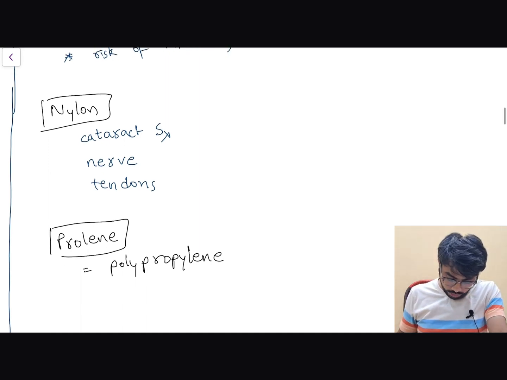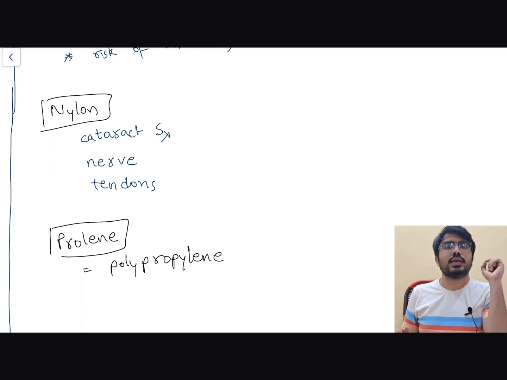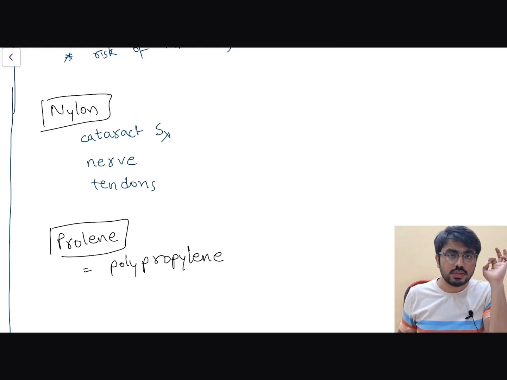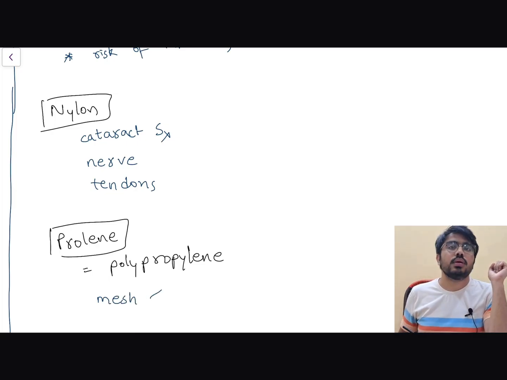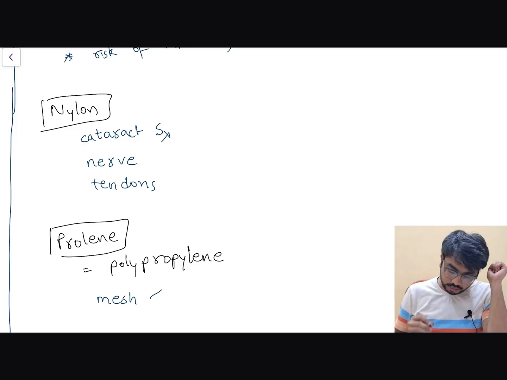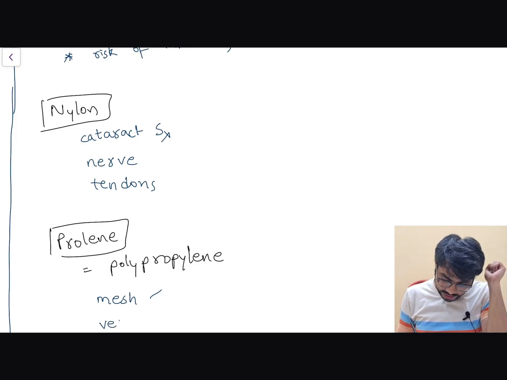Now you already know, in hernia, I think you have already studied, proline mesh is the one which is used in hernia, right? Proline is something which we are going to use for a mesh. Okay, tell me another use of this proline. It is used for vessel repair, very important.